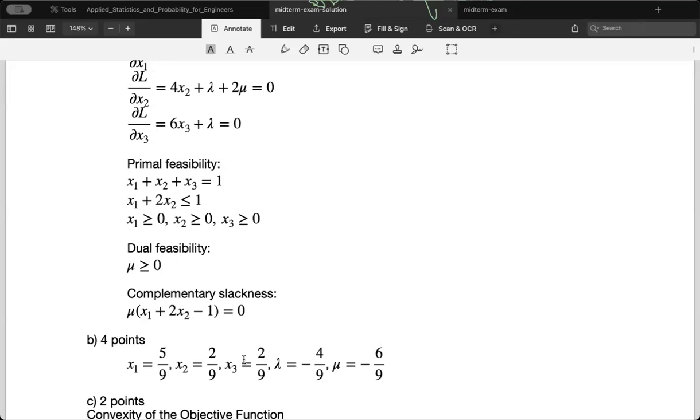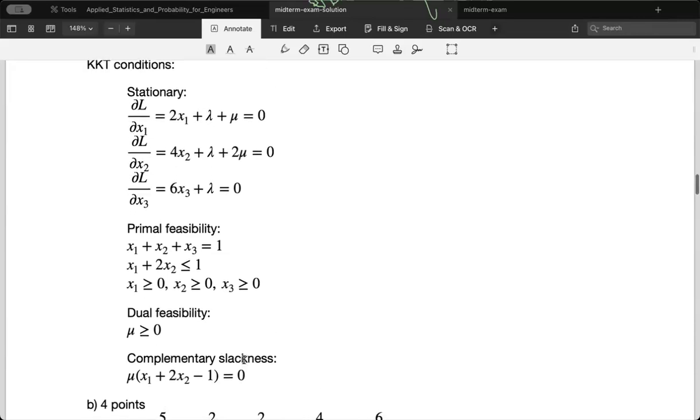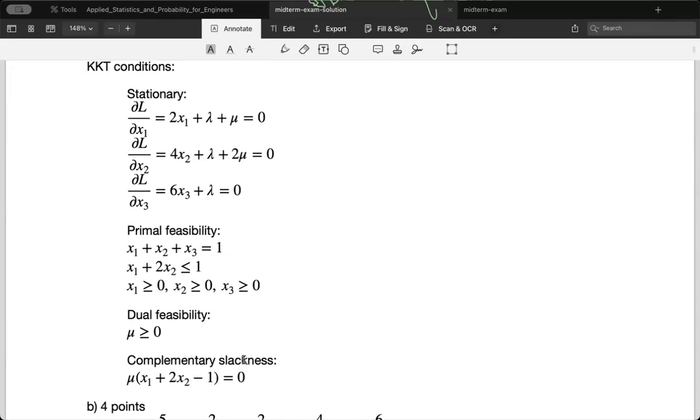And what about the other conditions? What is lambda? Lambda and mu.